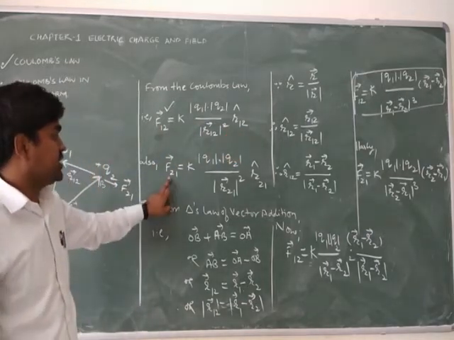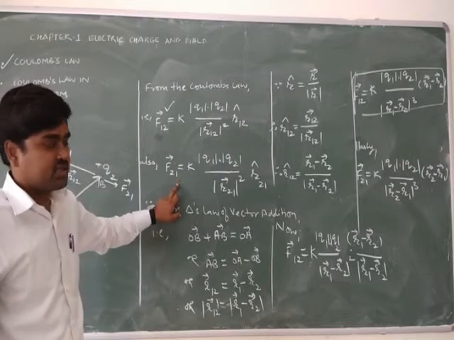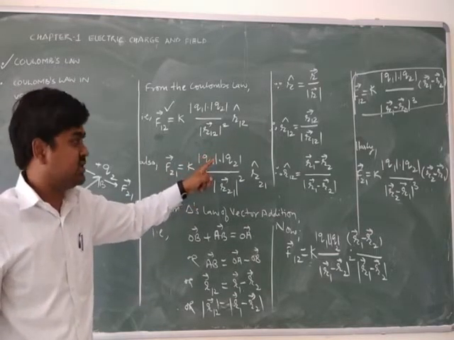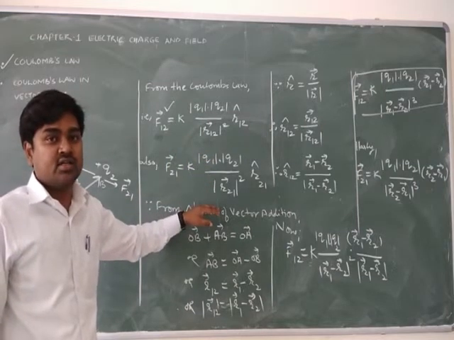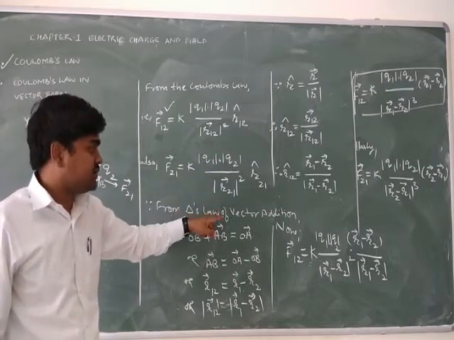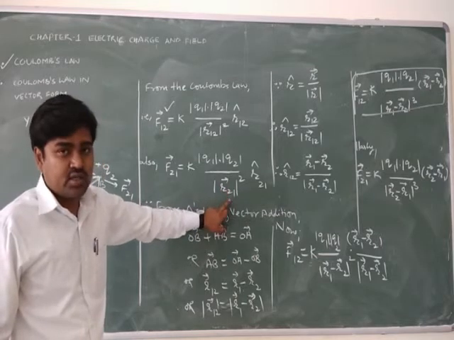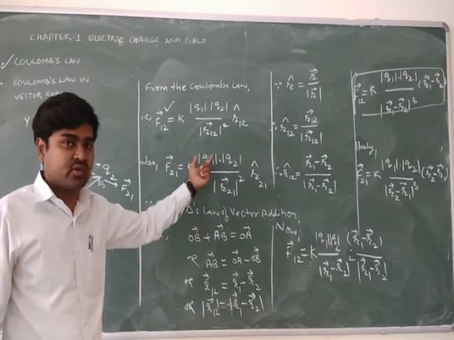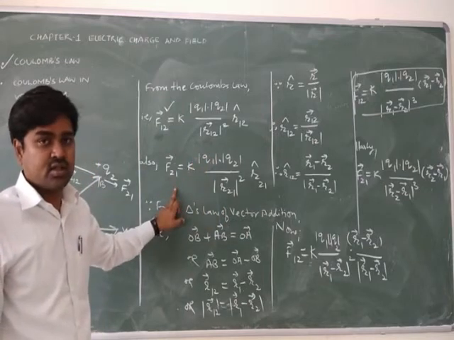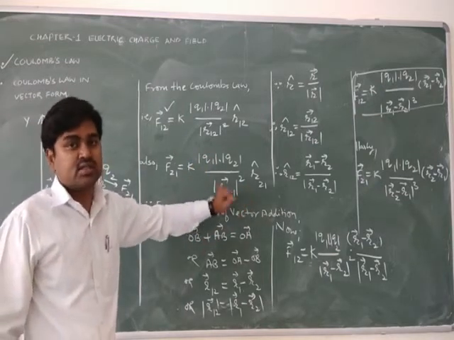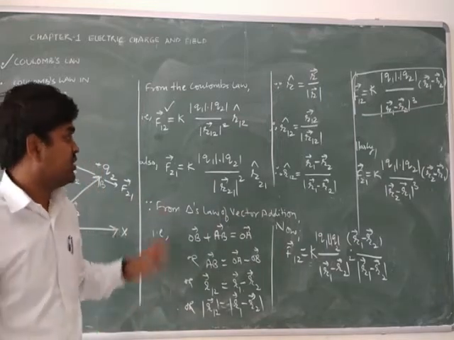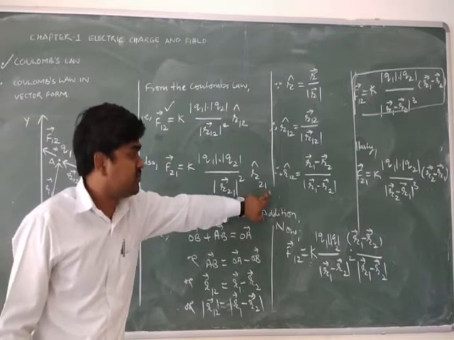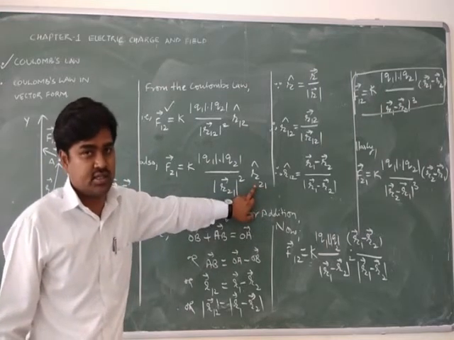Similarly, the force on the second charge due to the first charge is equal to K times the product of the magnitude of two point charges divided by the square of distance between them. Here, this R21 is the displacement vector which gives the distance between these 2-point charges for this force. And this r21 is the unit vector which gives the direction of this force, which signifies that the force is coming from the first charge towards the second charge.